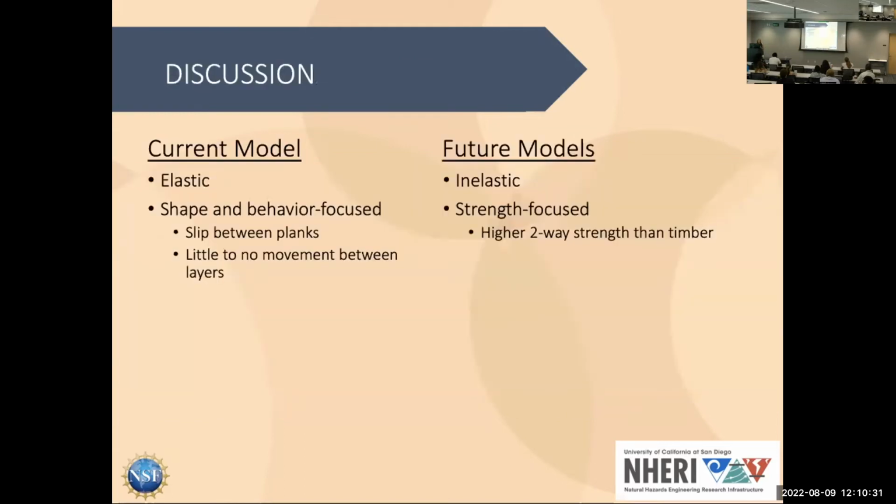So the current model is an elastic model, which is actually proving to be pretty accurate, despite the fact that we don't have actual wood properties in there yet. And right now it's just shape and behavior focused.